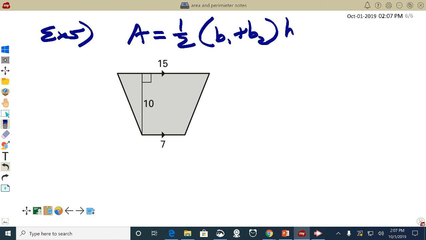And the bases are just the two sides that are parallel. Notice the two sides that are parallel are the sides that have the arrows. Here and here. So this would be base 1 and base 2 that I'm going to plug into the formula.